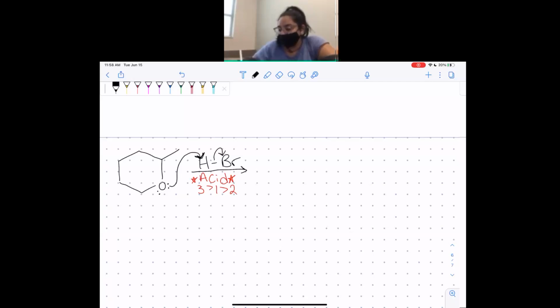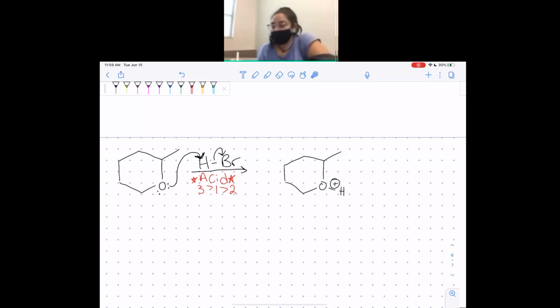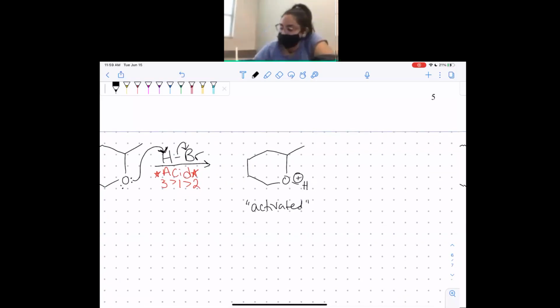The reason we call this the activation step is because we end up with a positive charge on the oxygen, which means this oxygen wants to break one of these bonds. So it's a lot easier to actually break this ring open. That's why we say it's now activated. All right, so once we're activated, in our reaction mixture, we have Br minus.